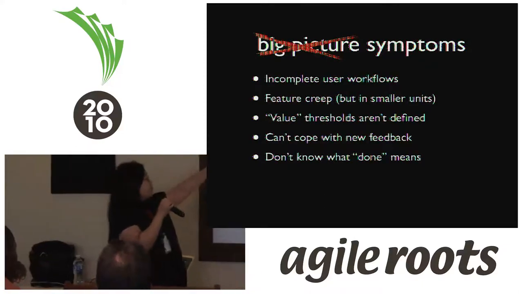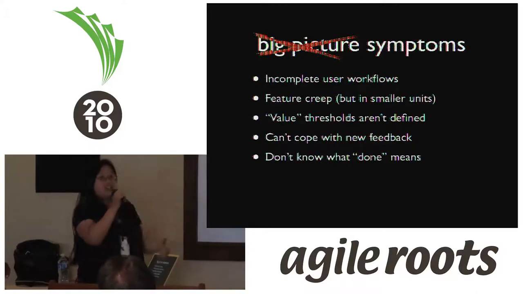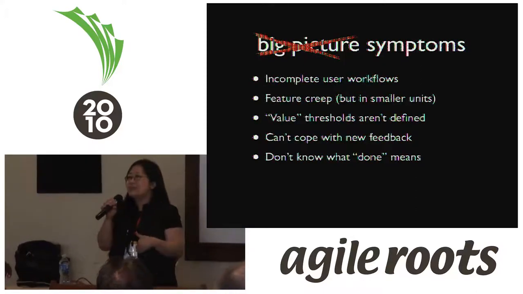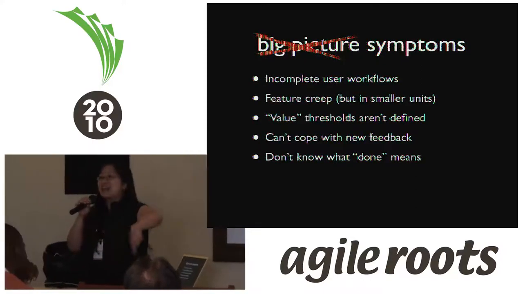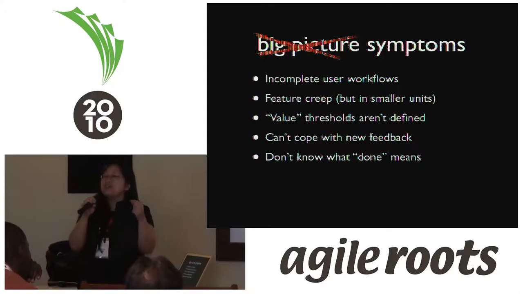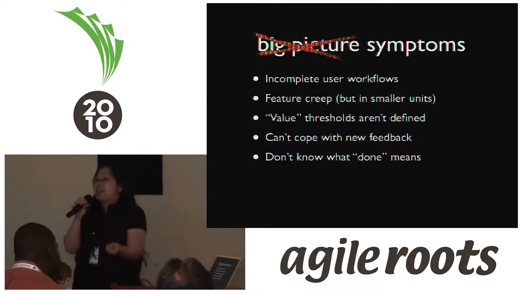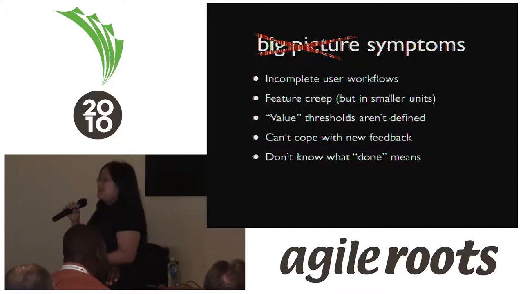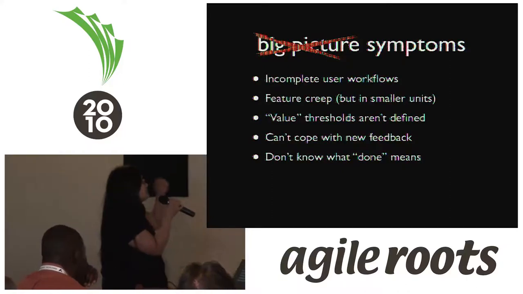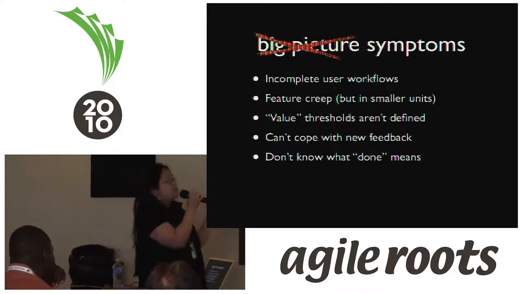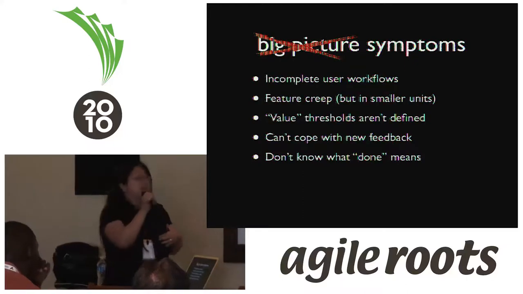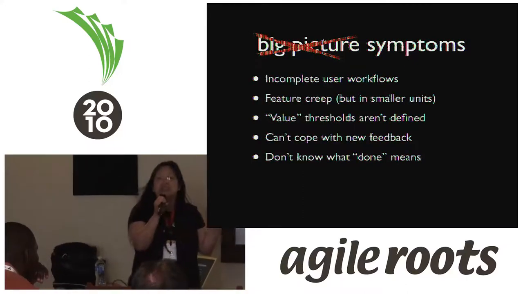And this is kind of the same as the feature creep thing. What's so great about Agile is you have all this feedback coming in continuously. But if you don't know where you're going, what the heck do you do with that feedback that's coming in, right? And most important, especially for designers, quite frankly, is you don't know what done means.